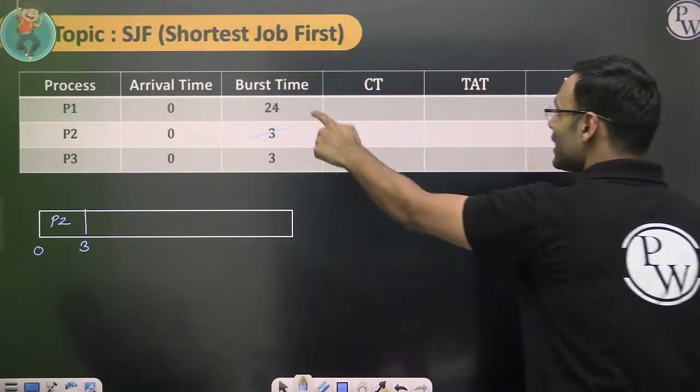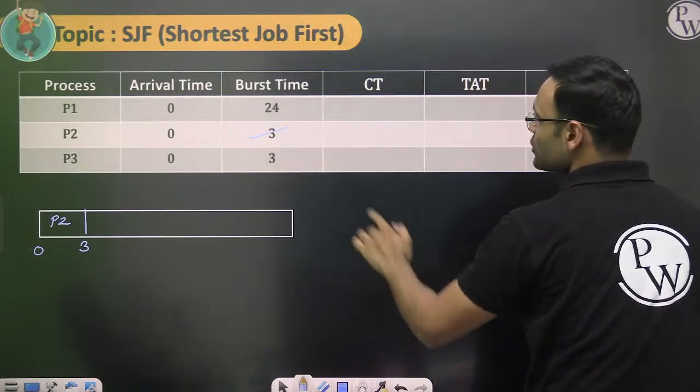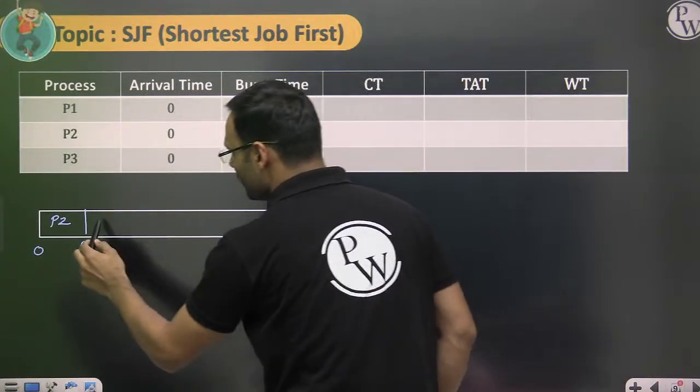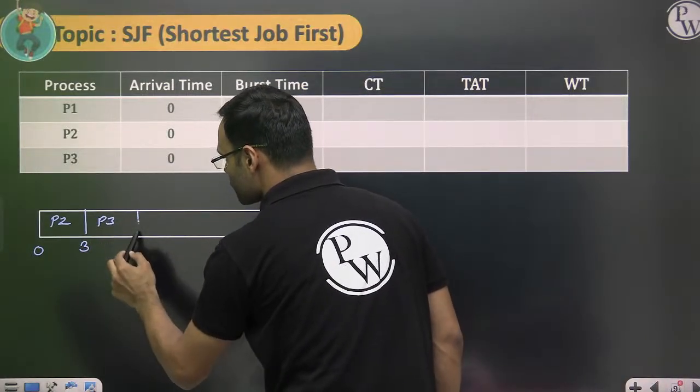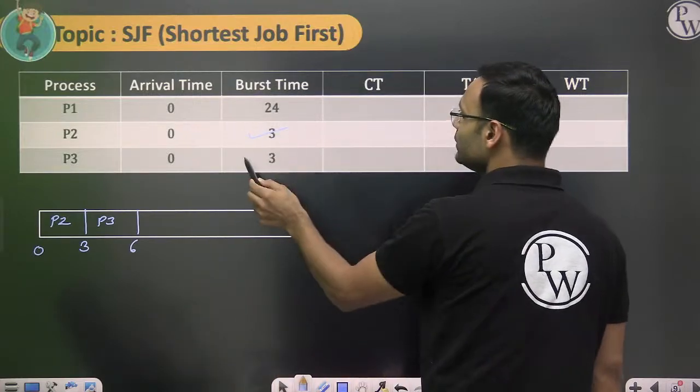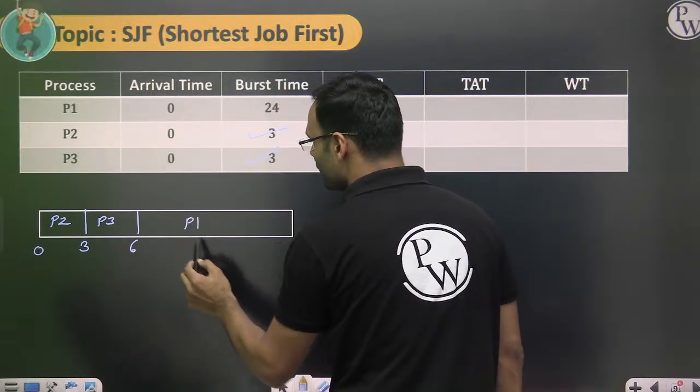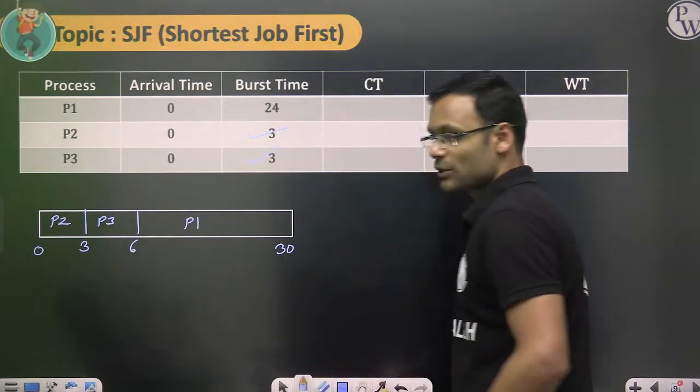Now which process will I run? Smallest process first. Smallest is P3. So P3 will run next, up to 6. Then at the end, P1 will run for 24 time units, up to 6 plus 24, 30.